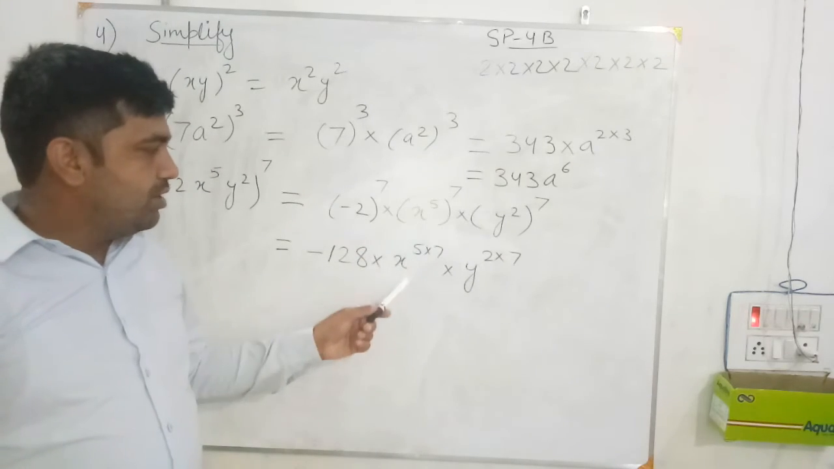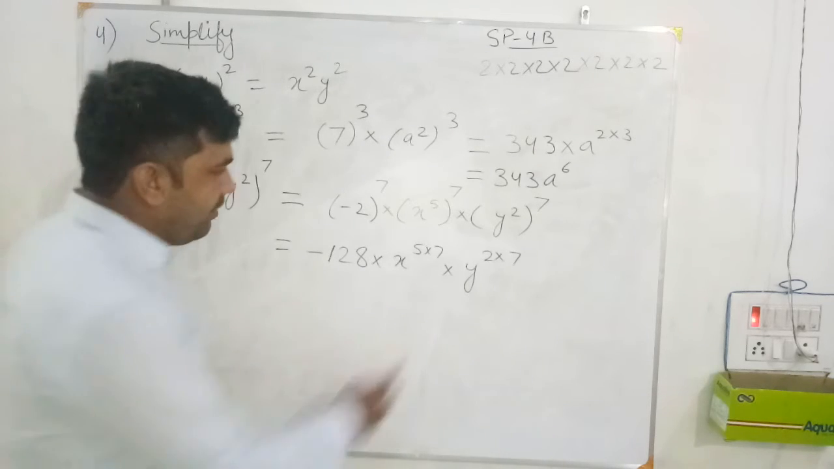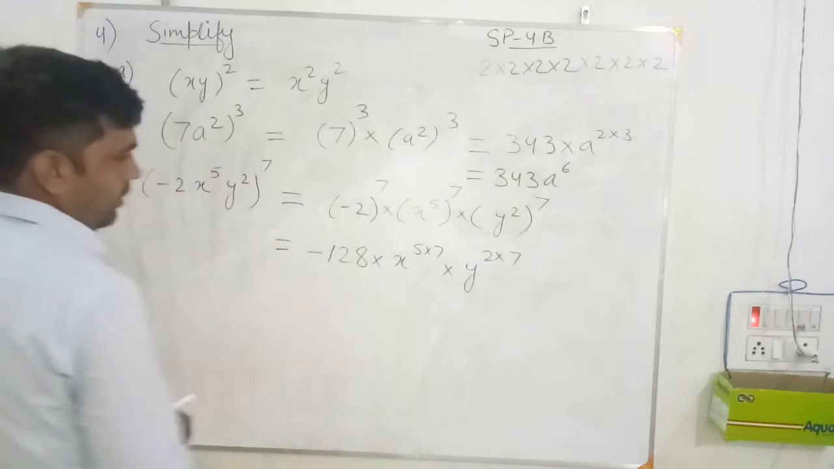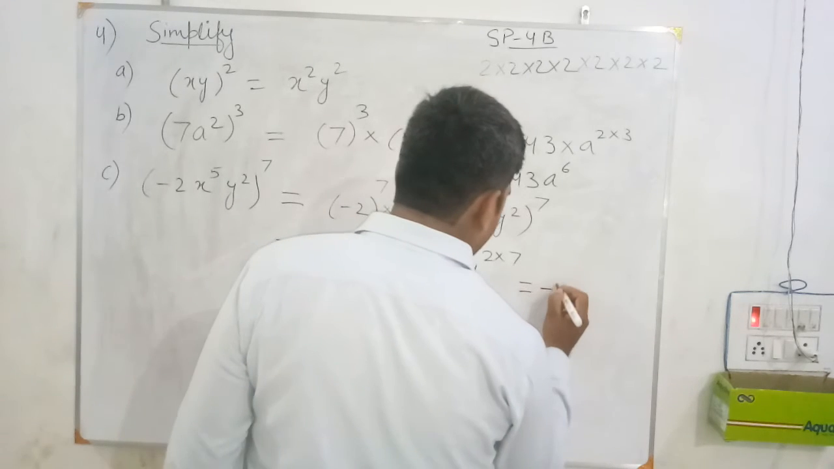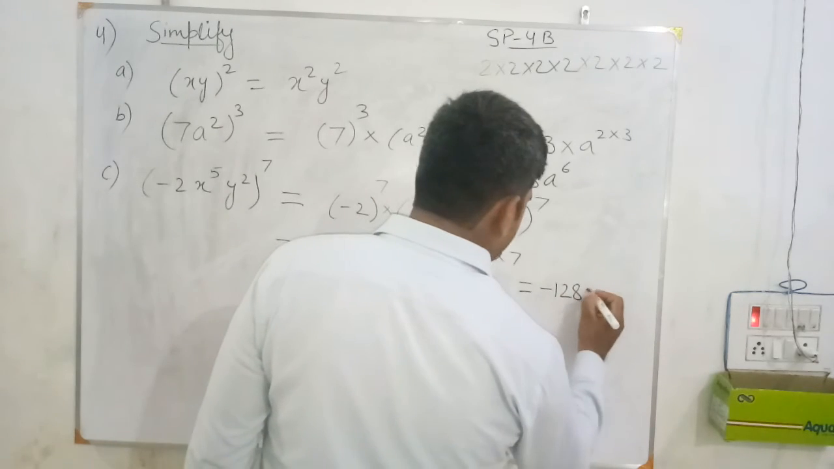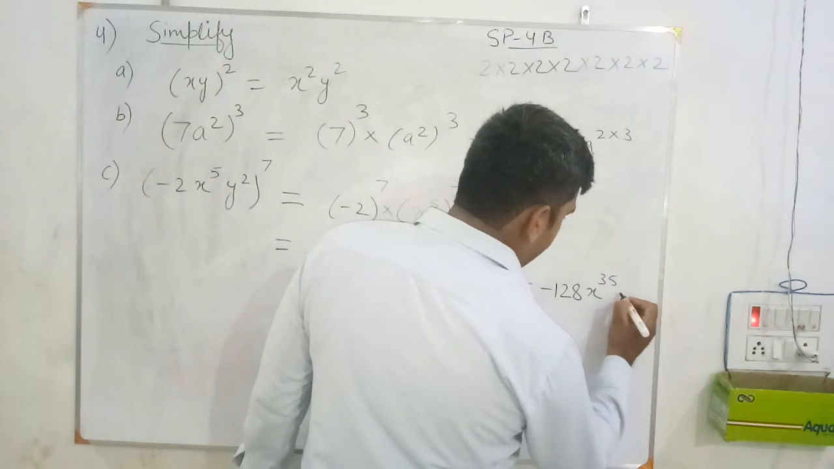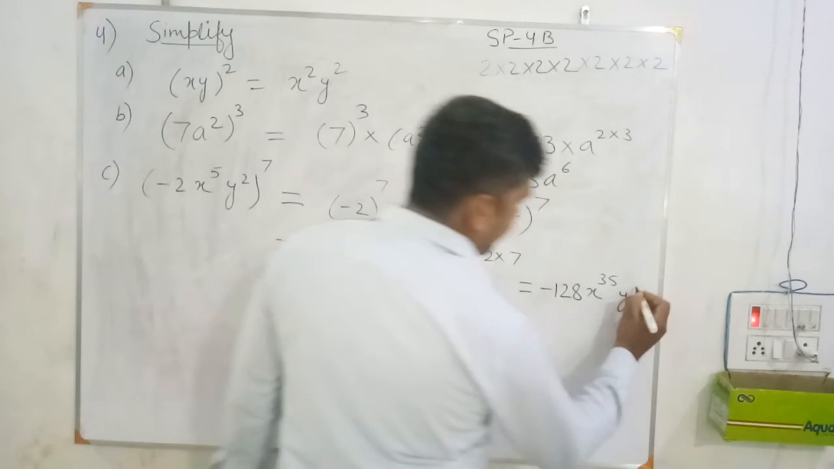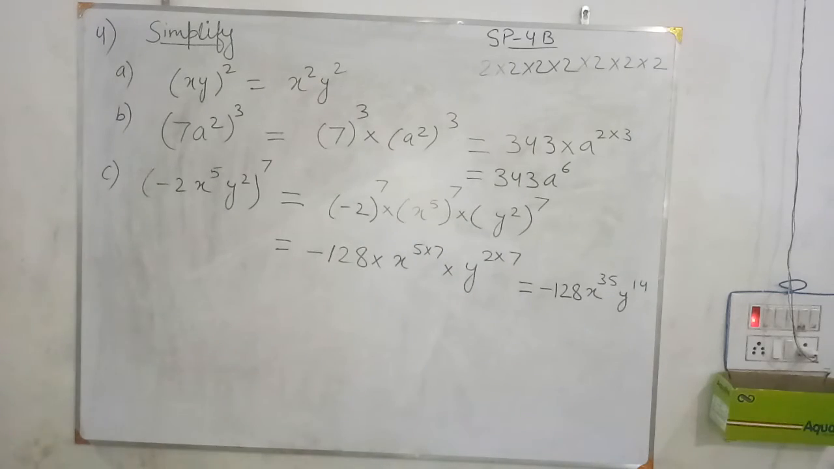So take the base common and the powers will be multiplied: x to the power 5 into 7, and y to the power 2 into 7. Now what will the final result be? The final result you are going to get is minus 128 into x to the power 35, since 5 sevens are 35, into y to the power 14. Like this you will get the answer: minus 128 x to the power 35, y to the power 14. Okay, now see question number D.